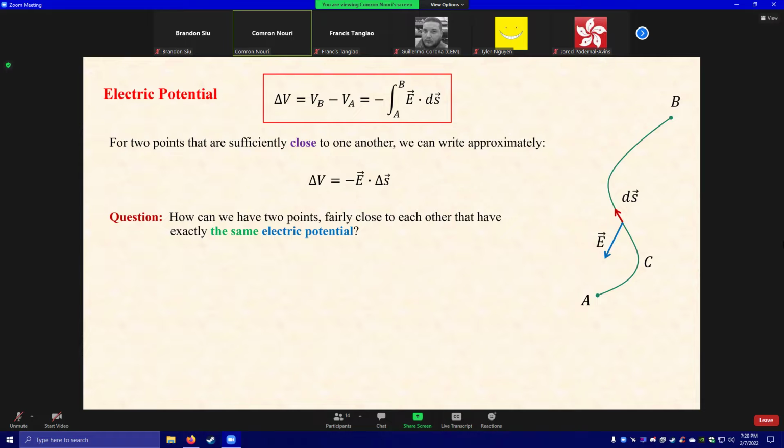Can you imagine how the 2 points should be situated, in which situation, so that delta S is not 0? You take a step, a short step, but you take a step. Delta S is small, but not 0. But delta V is exactly 0. How is it possible? Mathematically.